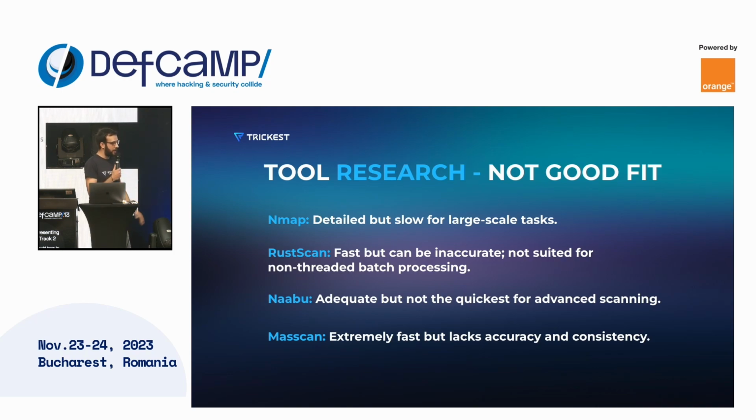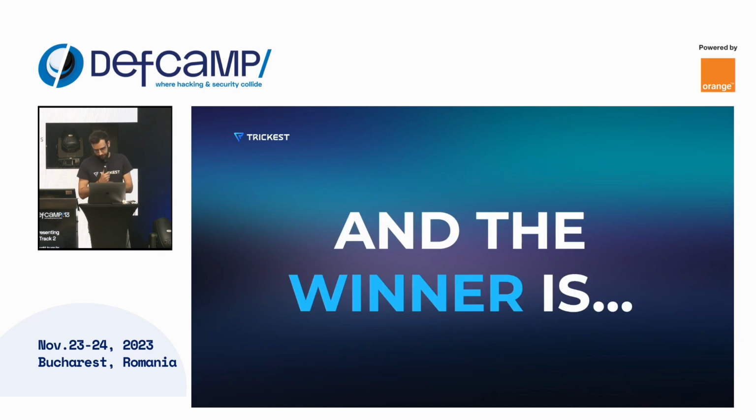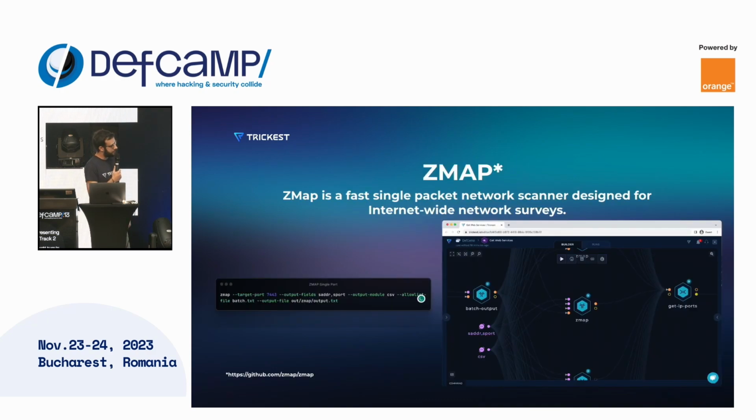Naabu was okay, it had good results, but also it was slow. And MassScan is extremely fast, but if you compare the accuracy and consistency of the results, again, it's similar to RustScan, maybe even worse. So I chose one, and it's ZMap. It's a fast single packet network scanner. It's available on GitHub, so you can download it, install it and use it. And this is the command. The problem with ZMap is that you cannot add all of the ports. You need to have separate commands for each of the IP ranges and a separate port command.